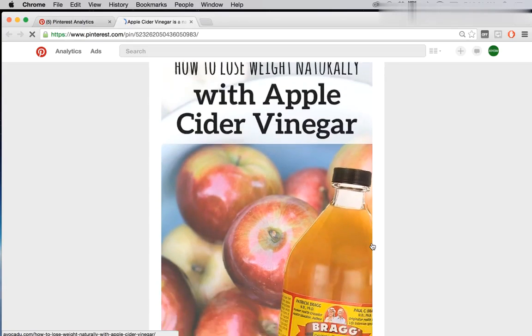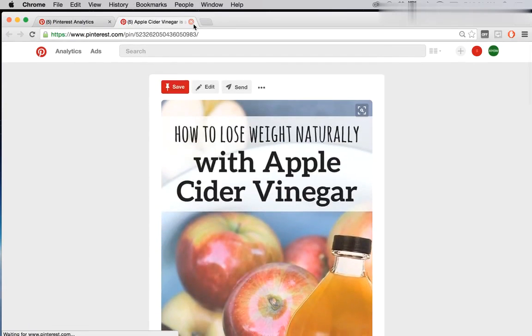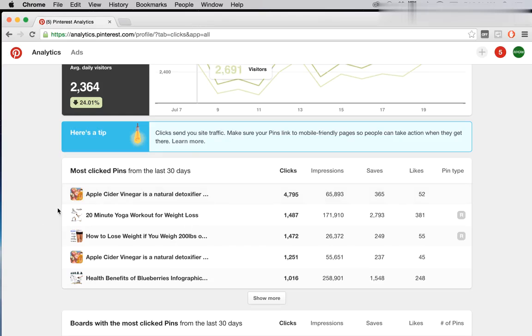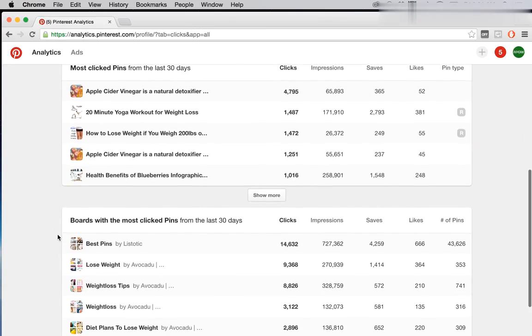This is a good example of this. So this is how to lose weight naturally, this is our article. But let's pretend like this is someone else's article.